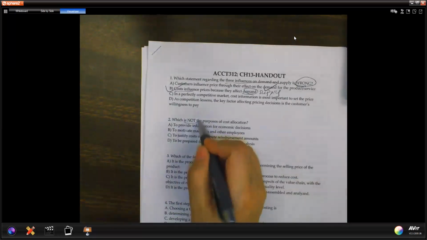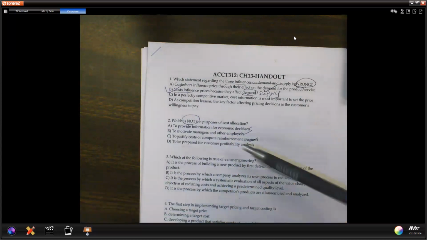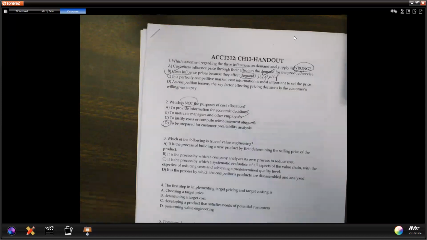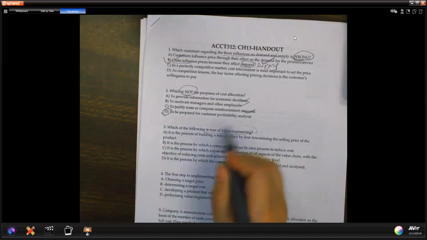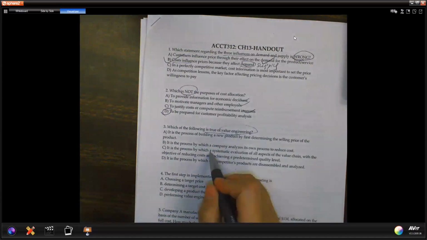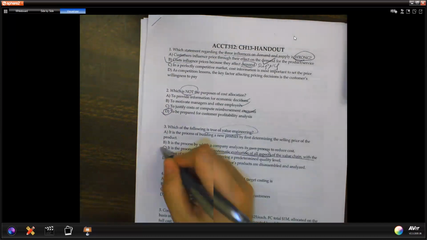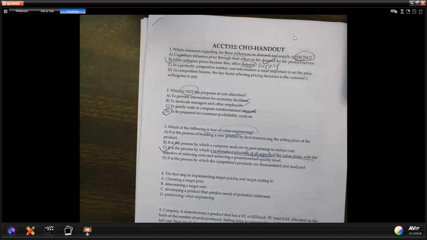Which one is not the purpose? I'm not really going to read. You should know A, B, C are the purpose, and D is not the purpose. Which is true of value engineering? We said the main thing is everybody has to be involved, right? So it's a systematic evaluation of all aspects. It's not just the manufacturing department. It's not just one department.